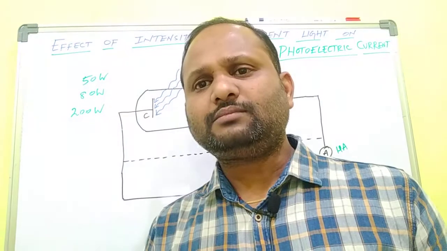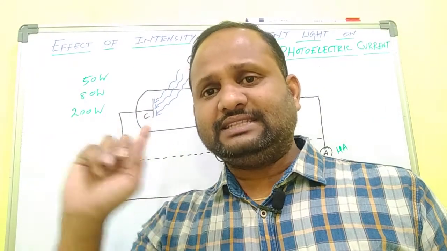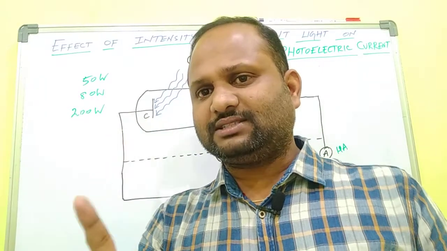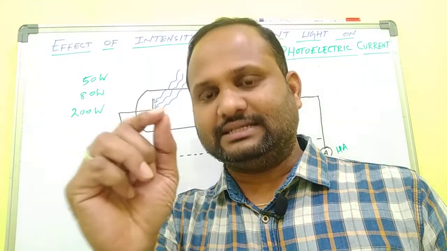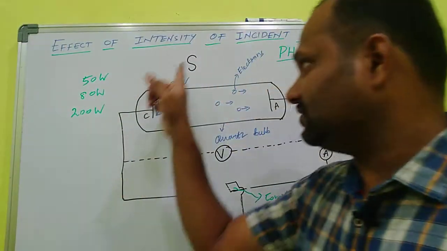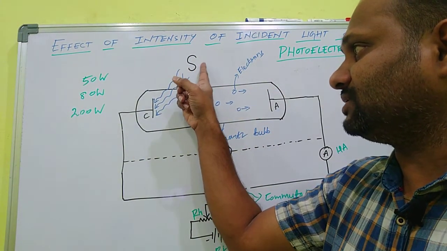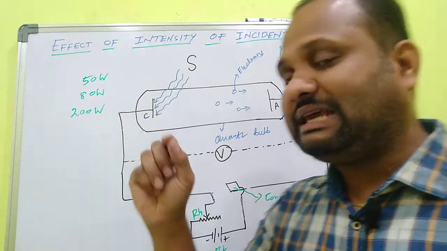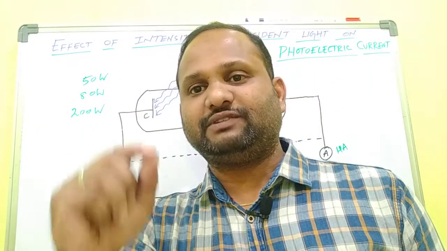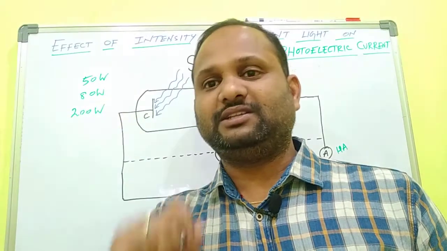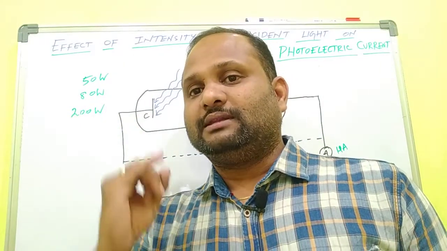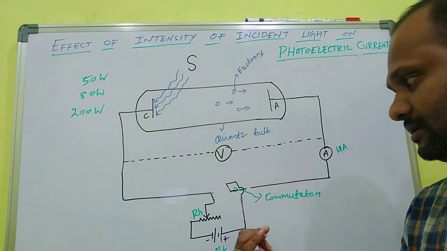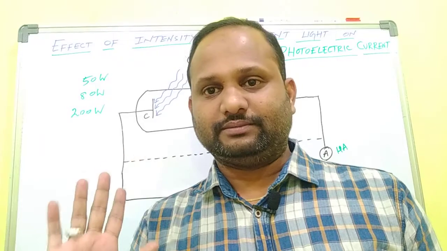Now, in this experiment, you first increase what? Intensity, with the help of this source. By increasing the power of the source, the intensity of the incident radiation is increased, keeping the frequency and the potential difference constant. That is one of the important things. Don't forget, the frequency and the potential difference remain constant in this circuit.